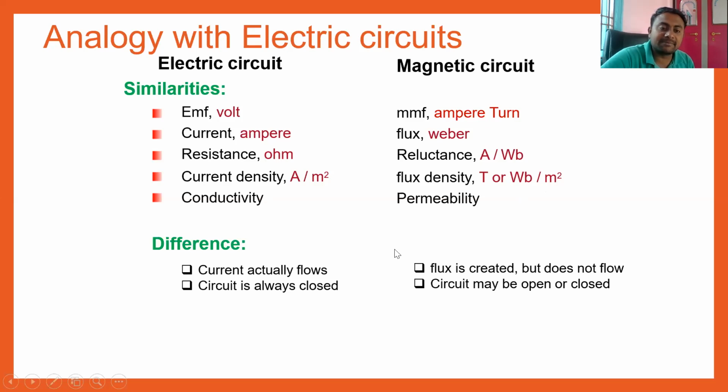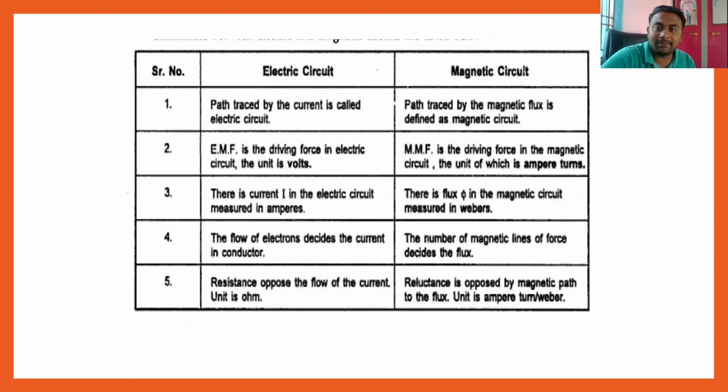There are some differences between the electrical and the magnetic circuits. In an electrical circuit, current actually flows. But in a magnetic circuit, flux is created but it does not flow. In an electrical circuit, a closed path is a must; current always flows in a closed path. But in a magnetic circuit, the flux can flow in either a closed or an open path. Those things are represented here in a tabular column.